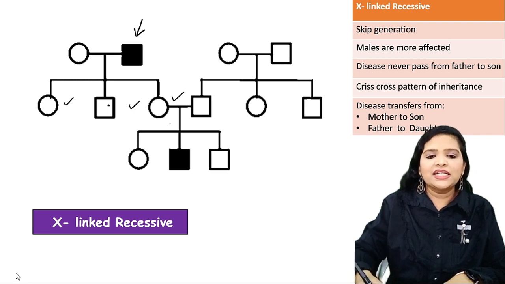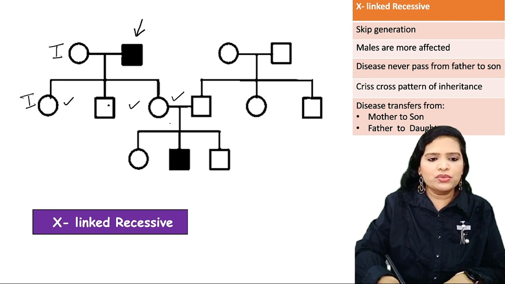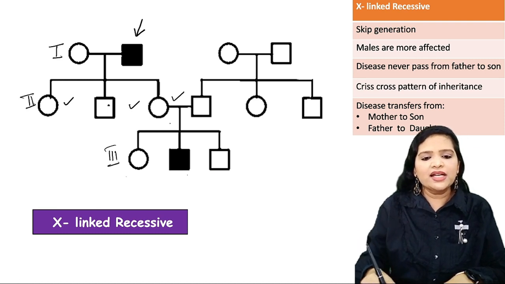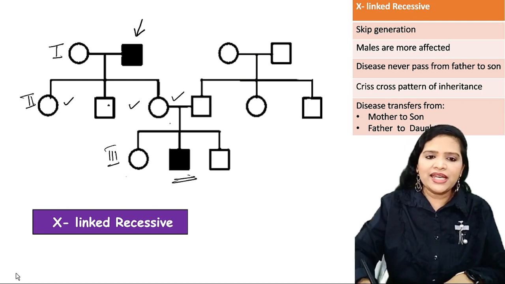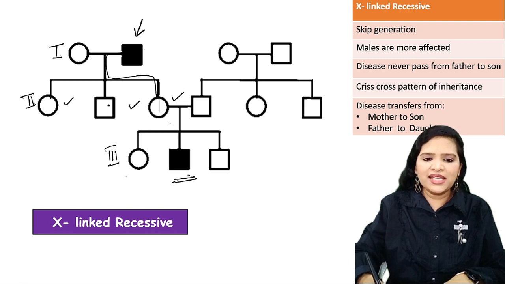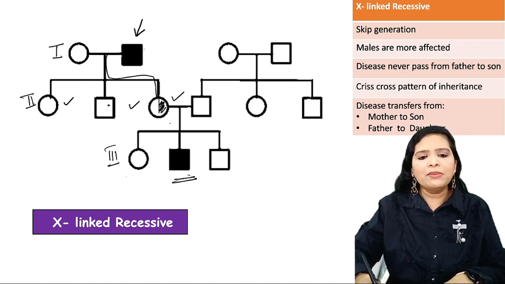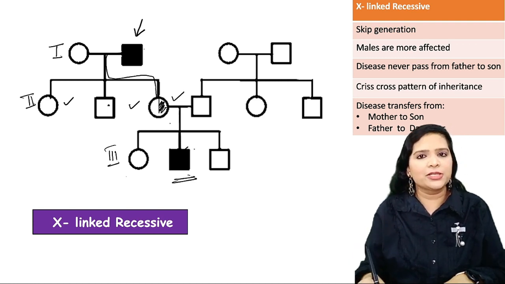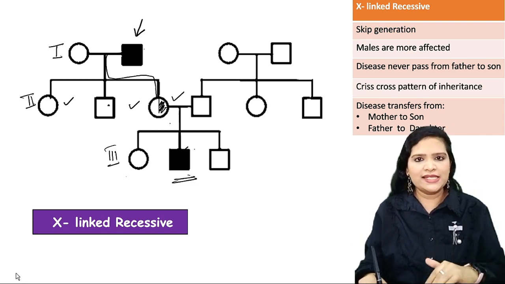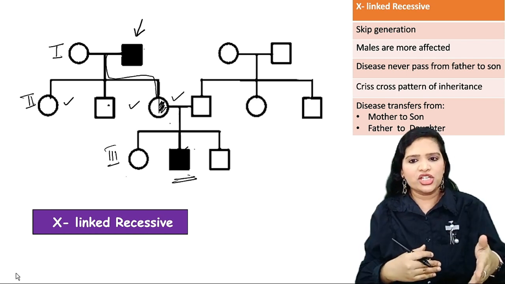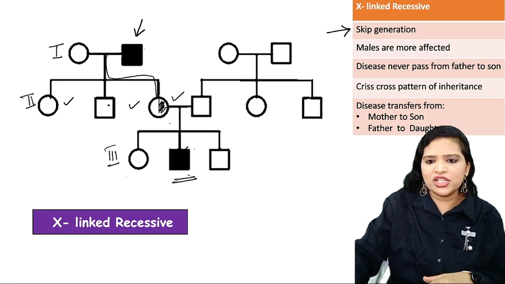Okay, but in the third generation, this is number 1, number 2, number 3, right? So in the third generation, the grandson is affected. So from the grandfather, the disease gene goes to the mother. So mother here acts as a carrier, and from the mother, the grandson is affected. So directly the gene is not coming from father to the son. It skips generation. Okay, so it skips generation.